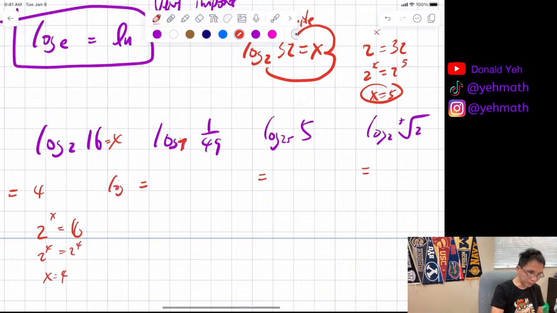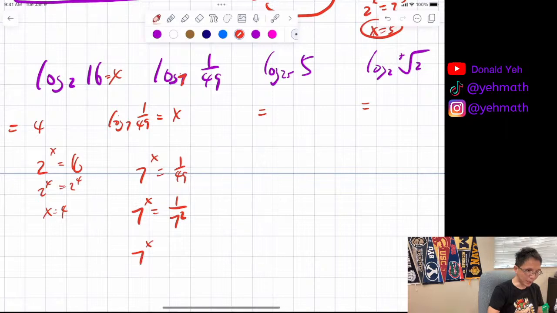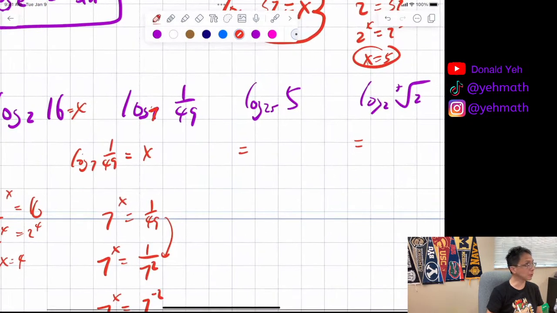If you have log base 7 of 1 over 49... sorry, this is the wrong way to write it, my fault. It's log base 7 of 1 over 49, and that's equal to x. So 7 to the x equal to 1 over 49. Now 7 to the x equal to 1 over 7 squared. Use the negative exponent rule, so you change it to the common base. So 7 to the negative 2. So x is equal to negative 2. Good. Okay, so next two.